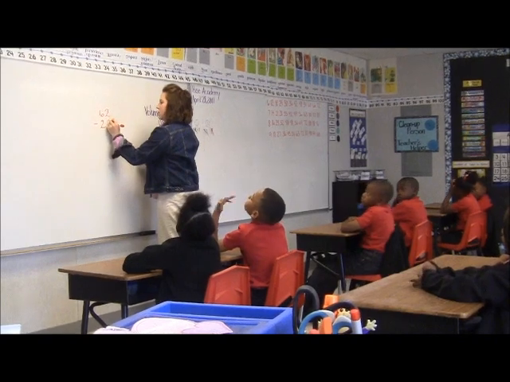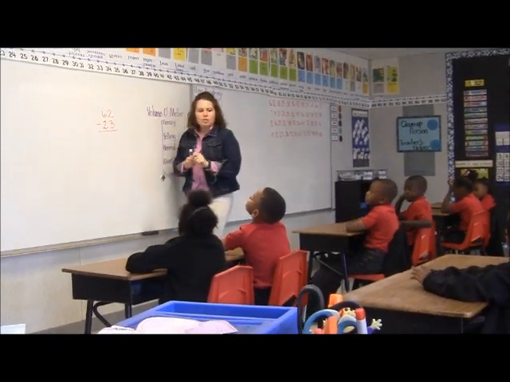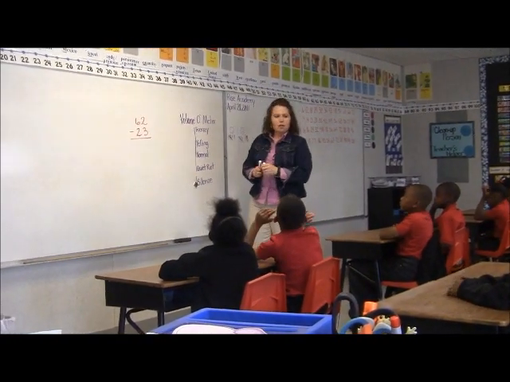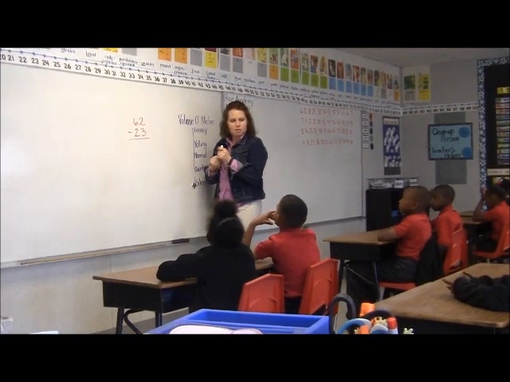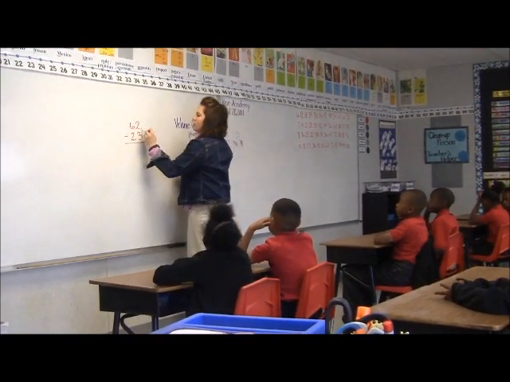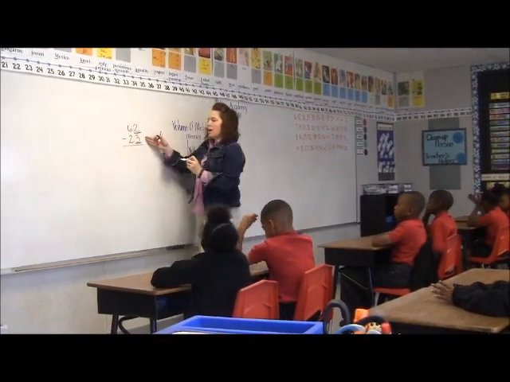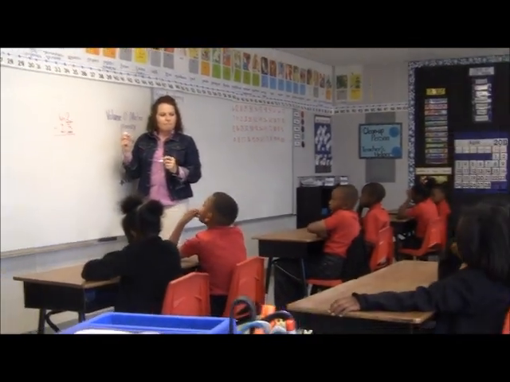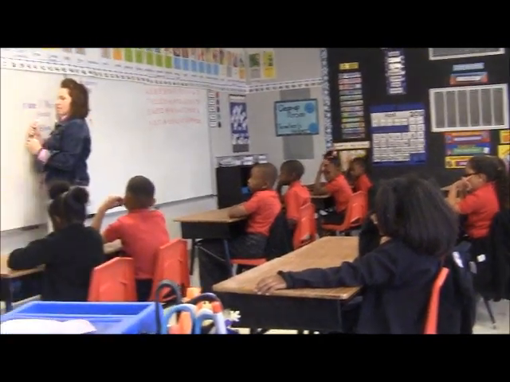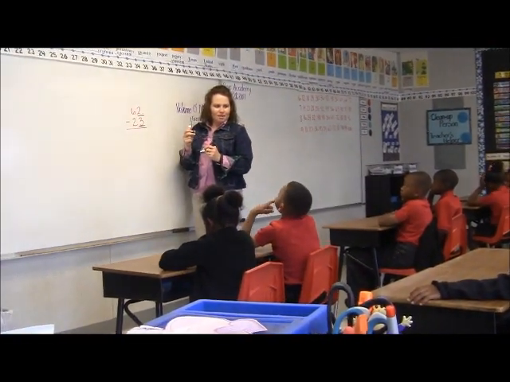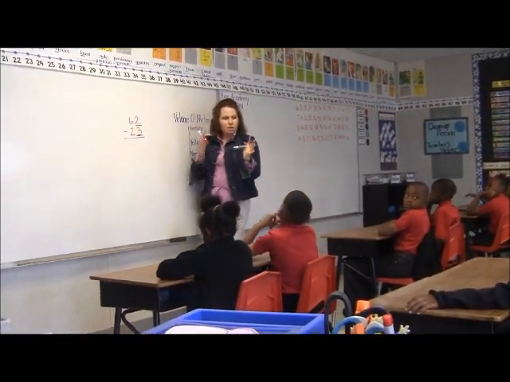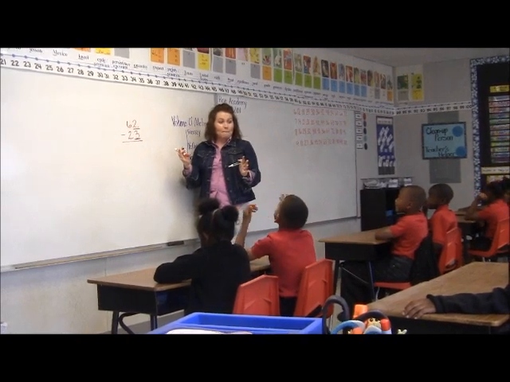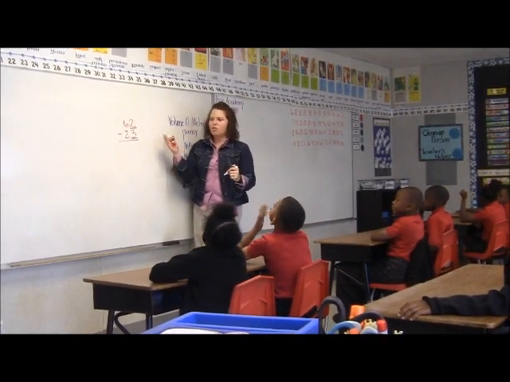23, that'll work. All right, Nyana, what's the first thing I'm going to look at here? Where am I going to look first? In the ones place. Good. Is my bottom number in my ones place greater than my top number? Yes. So what do I have to do? Borrowing. Good.